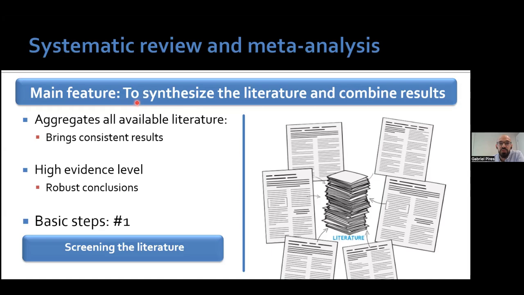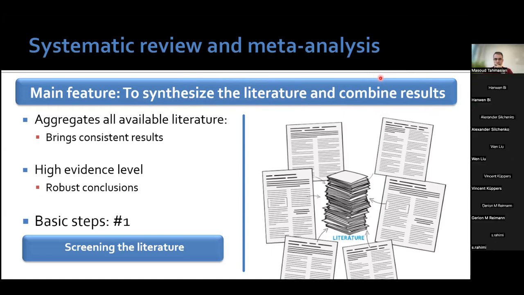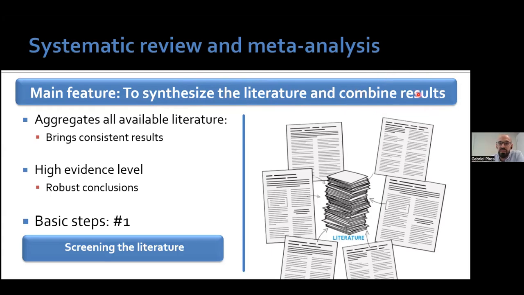Basically, we try to synthesize the literature on a certain field. This is the systematic review, and we combine results in a statistical way to reach a final effect size or a final result when we combine everything into a single statistic. This second step is the meta-analysis. So basically, the systematic review brings the consistent results that we can find in the literature, usually with a high evidence level. Although this might be disputable, we don't necessarily consider meta-analysis as the highest level of evidence anymore.